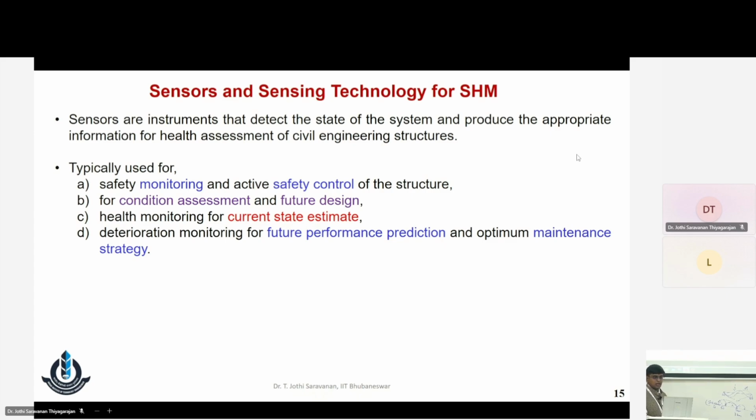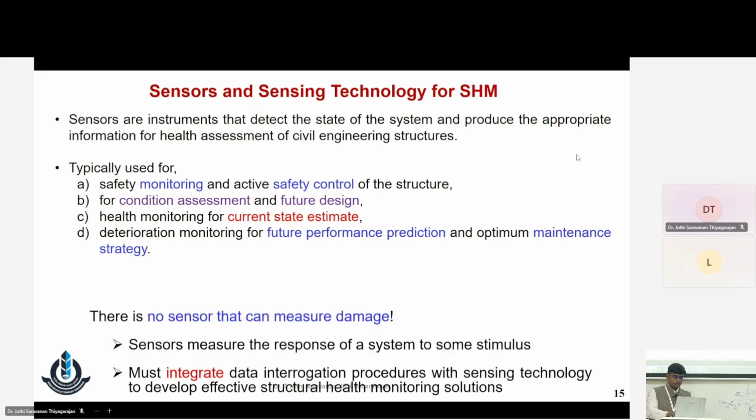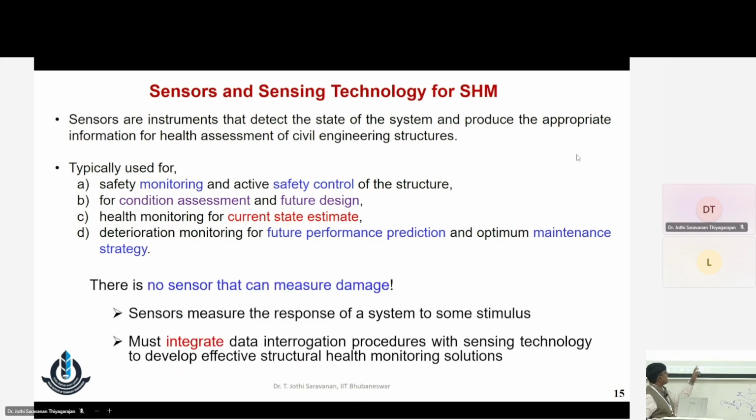So this is sensor and sensing technologies, which is used. One point I would like to mention is that last one. There is no sensor in this world that can measure the damage. Please understand this. A sensor is going to measure only the response of the system because of some action, some stimulus. It is the response that is getting collected, that's it.